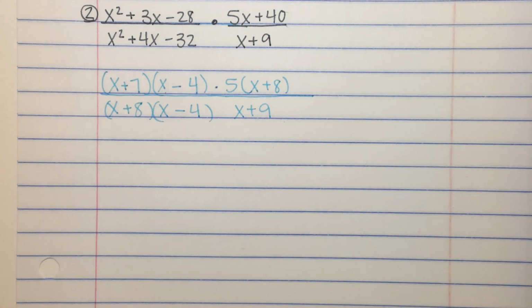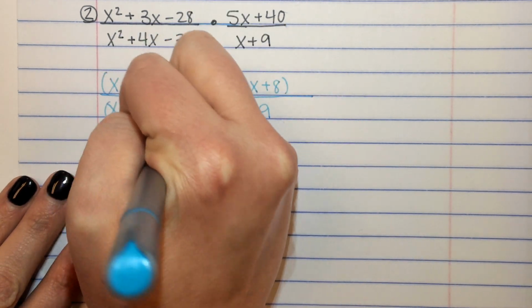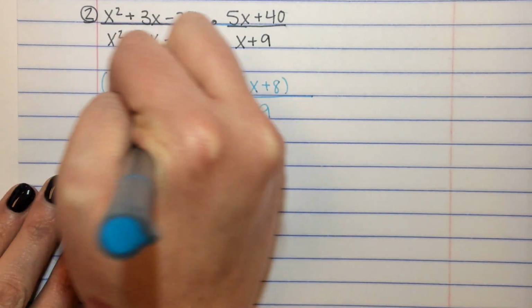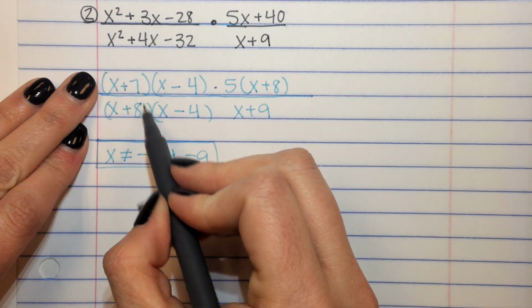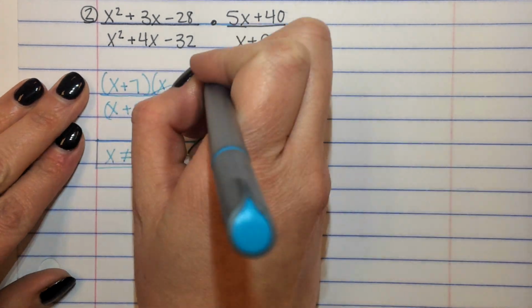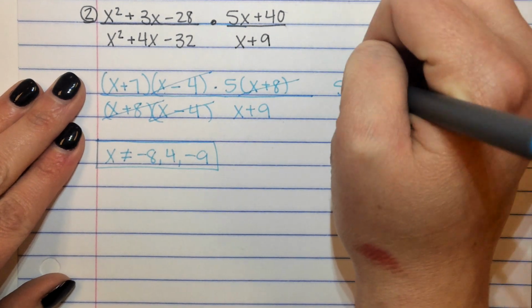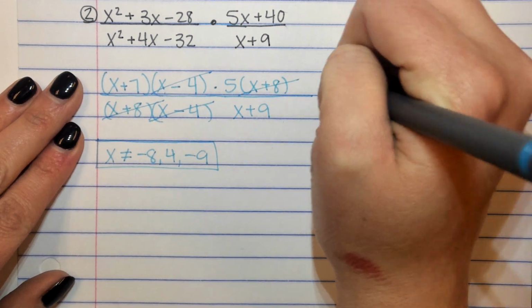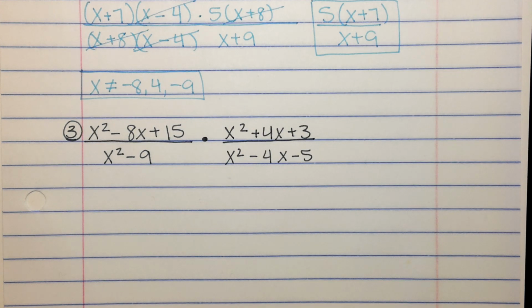Okay. So let's see what we've got here. First, we need to find our restrictions. So x cannot equal negative 8, 4, and negative 9. So there's your restrictions that you'll need for the second part of your answer. Now let's simplify. So x plus 7, nothing matches. X minus 4 matches. X plus 8 matches. And we're left with 5 times the quantity x plus 7 on top and then x plus 9 on the bottom. There we go. Okay, here's number 3.